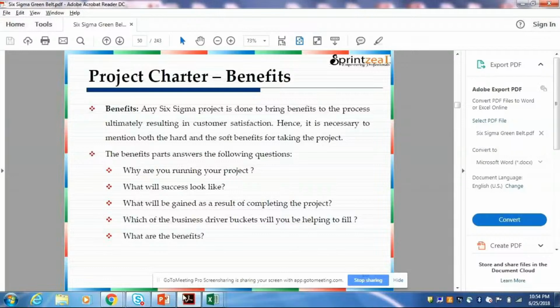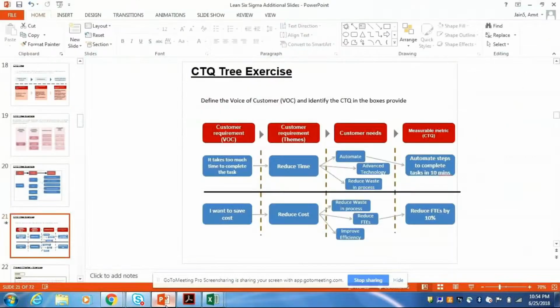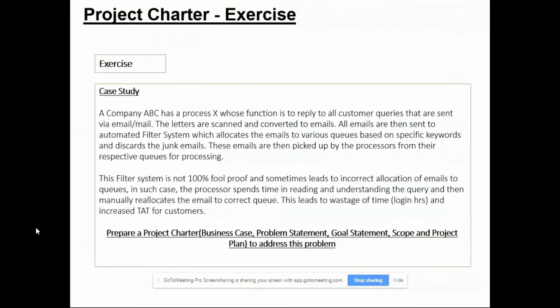So we have completed the project charter. Let me just, as I promised, go through the project charter. Okay, here is a scenario.